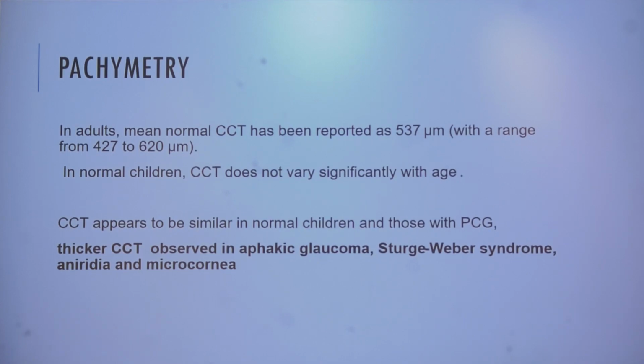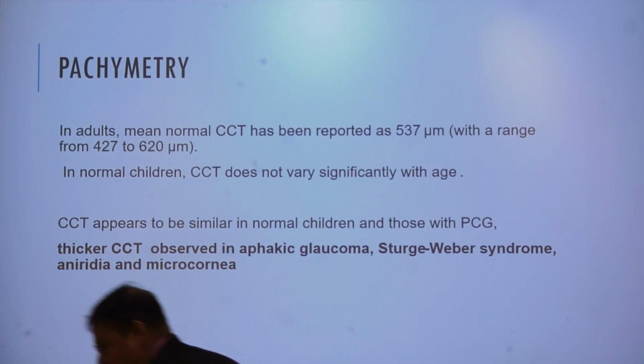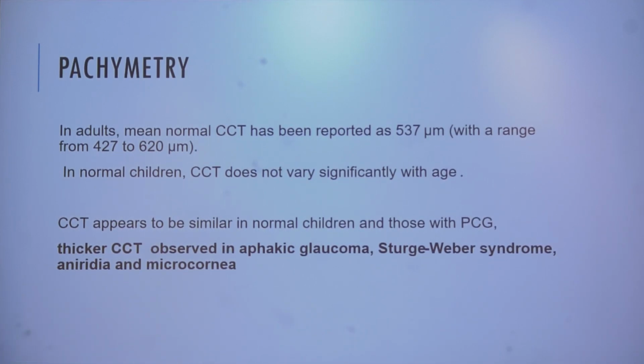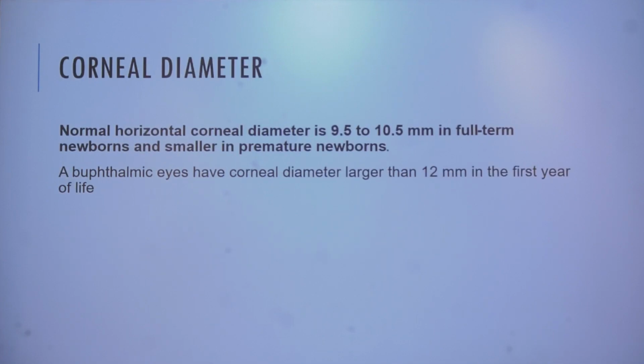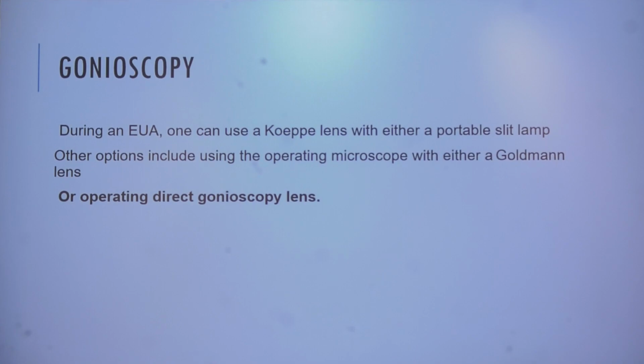Normal pachy in adults is around 537 microns, and it can vary from 427 to 620. In normal children, it doesn't vary significantly with age. CCT appears to be similar in normal children and those with PCG, except for a few glaucomas like aphakic glaucoma, Sturge-Weber syndrome, aniridia, and microcornea, where there can be very thick pachy and it will affect the IOP readings. Corneal diameter is normally around 9.5 to 10.5, and buphthalmic eyes definitely are more than even 12 millimeters in the first year of life.